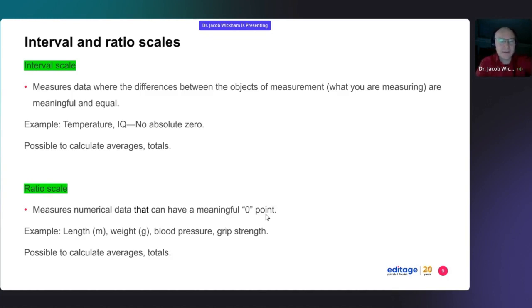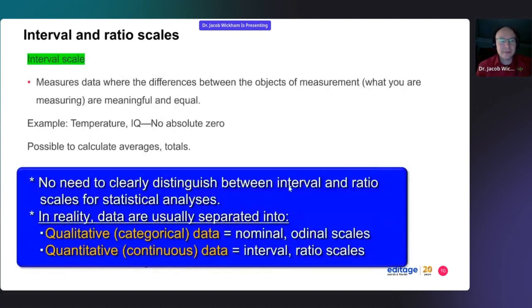Temperature can also have a meaningful 0 point if you're looking at Kelvin. That's just absolute zero. But ratio scale is useful for a lot of different measurements. And here it's possible to calculate averages and totals. So basically, there's no need to clearly distinguish between interval and ratio scales.